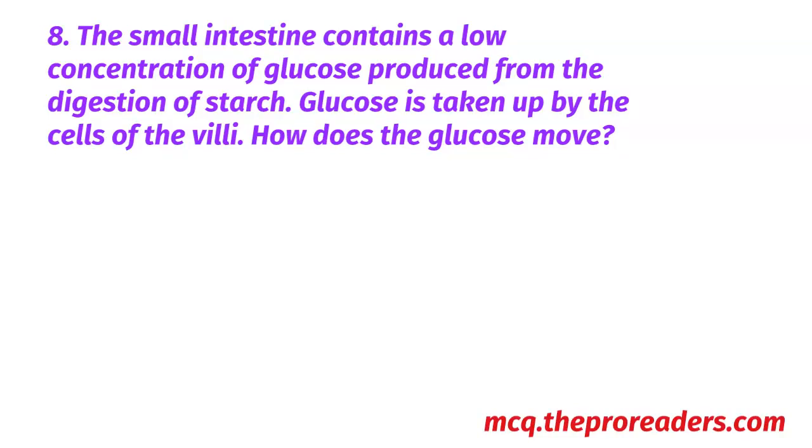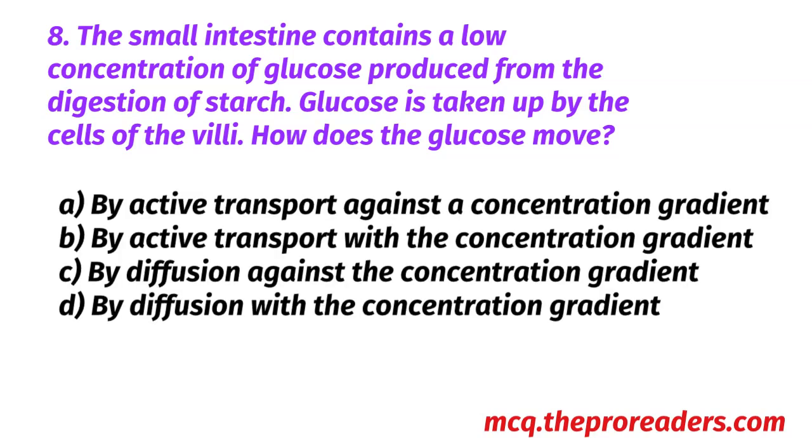The small intestine contains a low concentration of glucose produced from the digestion of starch. Glucose is taken up by the cells of the villi. How does the glucose move? By active transport against a concentration gradient, by active transport with the concentration gradient, by diffusion against the concentration gradient, by diffusion with the concentration gradient. Option A, by active transport against a concentration gradient is the correct answer.